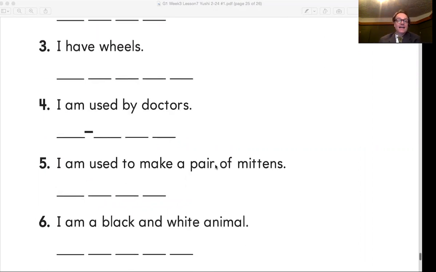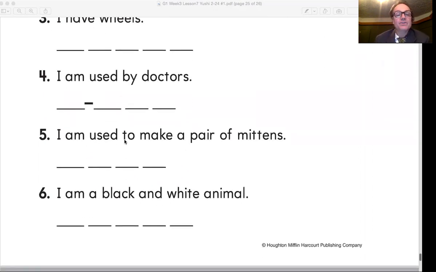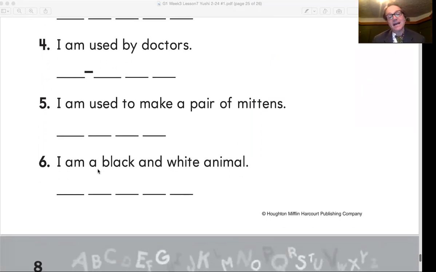And finally, the last one, no, 2 more. I am used to make a pair of mittens. Do you know? Have you ever done that? Yarn, knitting, right? The word yarn goes in there. And finally, the last one, I am a black and white animal.